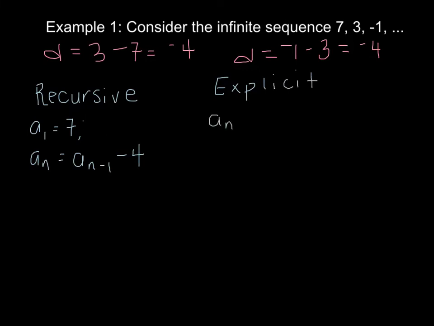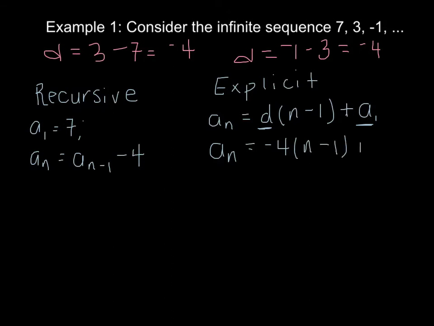So the rule from the previous slide is a sub n equals the common difference, d, times n minus 1 plus a sub 1, which represents the first term. Let's fill in our common difference and our first term. A sub n equals the common difference of negative 4 times n minus 1 plus our first term, 7. That is the explicit rule.